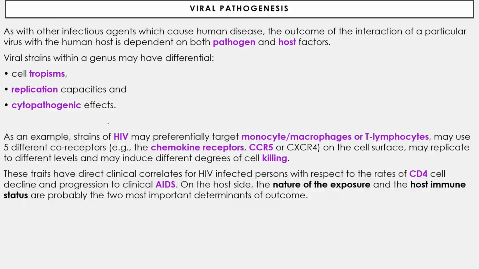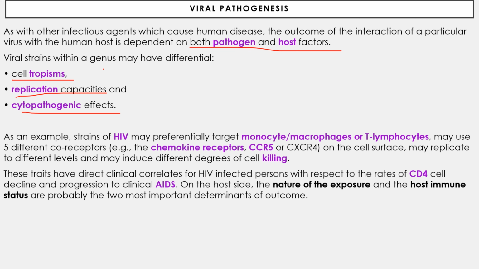As with all other infectious agents which would cause human disease, the outcome of the interaction of a particular virus with the human host is dependent on pathogen and host factors. Now, viral strains within a genus may have differential cell tropisms, replication capacities, and cytopathogenic effects. When you say cell tropism, class, what type of cell would be affected? Then what are the replication capacities? Do they replicate fast? Do they replicate slow? Then what are the effects? Their cytopathogenic effects. What happens to the cell? What happens to the tissues?